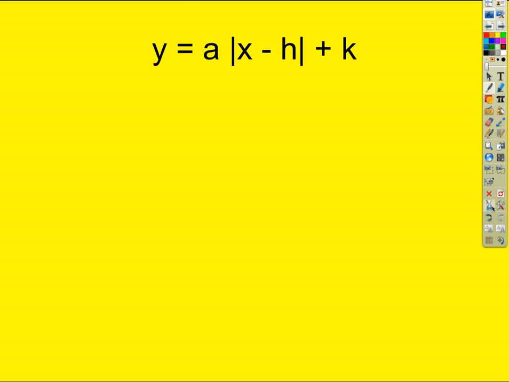So let's look at that. All right, so first of all, we know that the vertex, the point of the V, is always located at the point (h, k). Whatever the value of h is, it corresponds to the x-coordinate of the vertex, and whatever the value of k is, it corresponds to the y-coordinate of the vertex. So it's really easy to find that vertex. All you've got to do is figure out what those numbers are, okay?